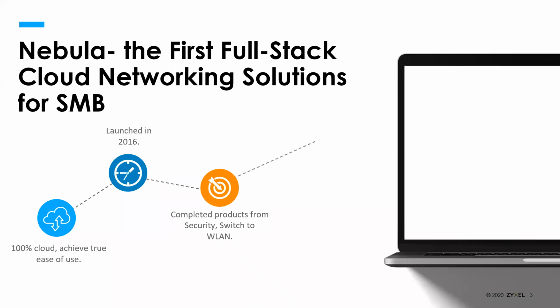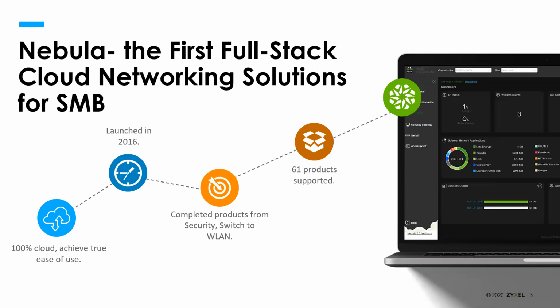We'll start with a little bit of history here. We were the first so-called full-stack cloud networking solution that was built and designed for small to medium business. Nebula launched all the way back in 2016, and we've been improving it ever since. Back when we launched, if you were looking for a cloud-managed networking solution, the options were pretty much Cisco Meraki or Aerohive, and Aerohive had a very limited selection of anything outside of APs.